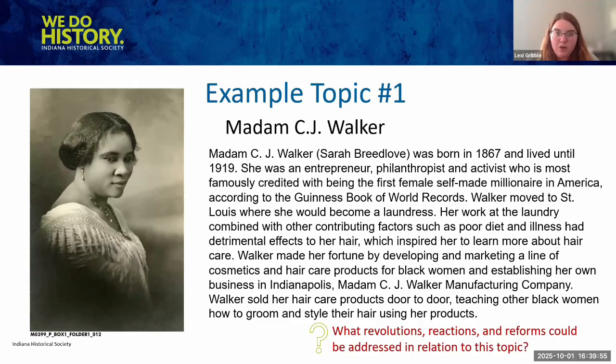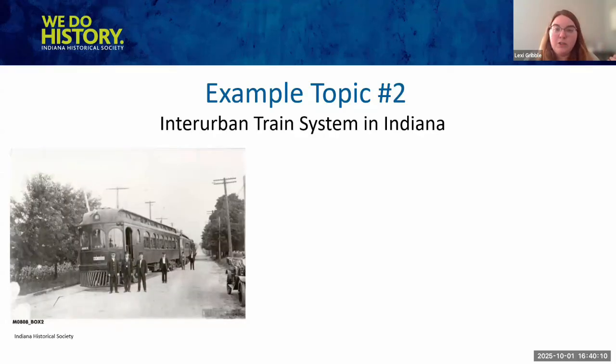And sometimes it's also fun for students to think about, maybe they don't automatically think of Madam C.J. Walker or the next one I'm going to show you as immediately, oh, this connects to revolution, reaction, reform. But you can have that conversation with them. My next topic example, interurban trains. They might not think immediately trains when they think revolution, reaction, reform, and they might not think of a person like Madam C.J. Walker, or another famous Hoosier. They might think of a person as revolutionary or reaction or reform. But these are fun topics that might give a student the opportunity to explore something that they're interested in.